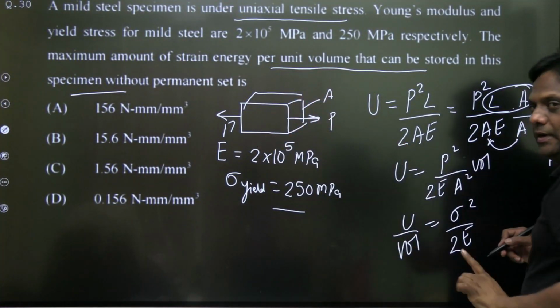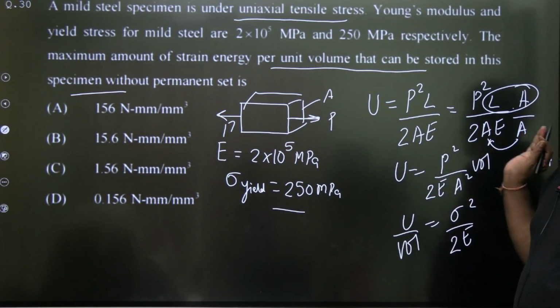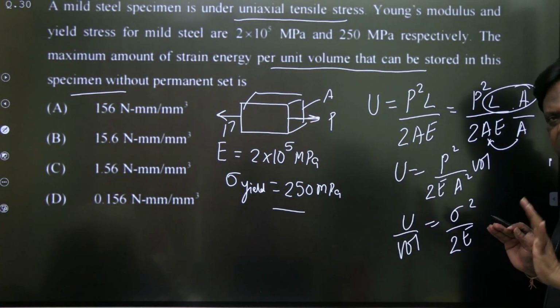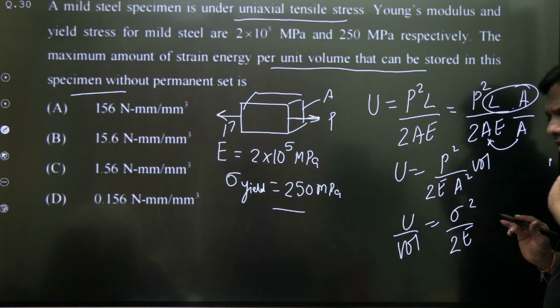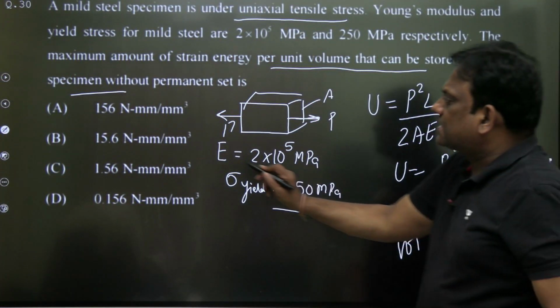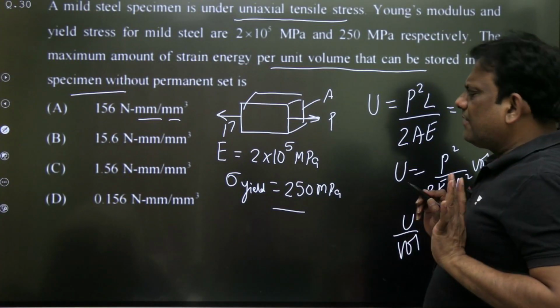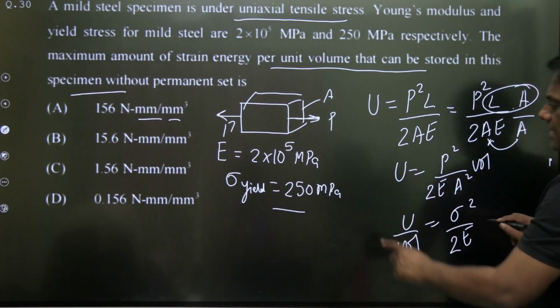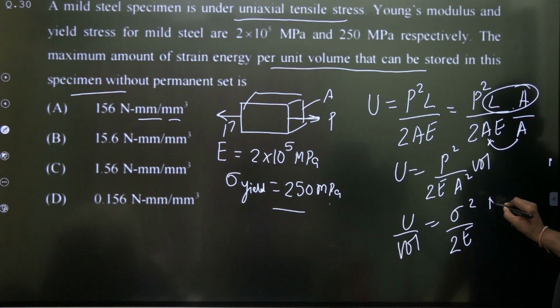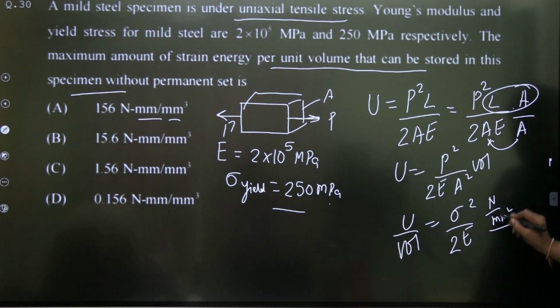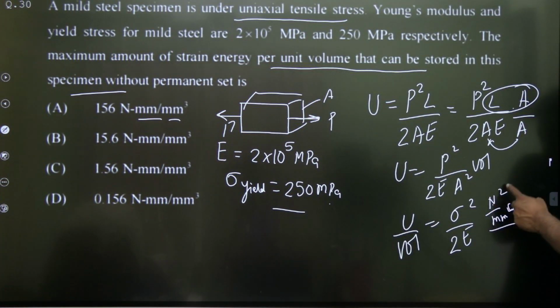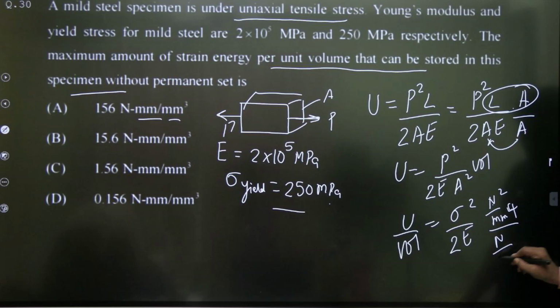I can easily calculate, but you should be careful with units. Simply substitute and get the answer. He is asking for Newton mm per meter cube. Sigma is given in megapascal, which means Newton per mm square. E is also given, but since this is squared, it will be mm power 4. Sigma square is Newton square by mm 4, and E is Newton per mm square.